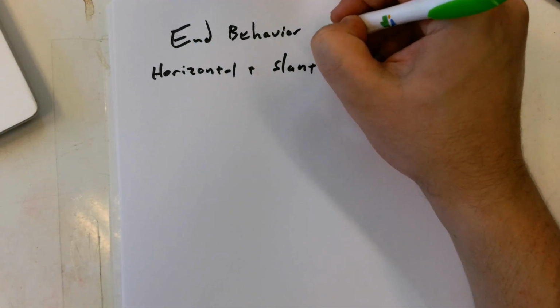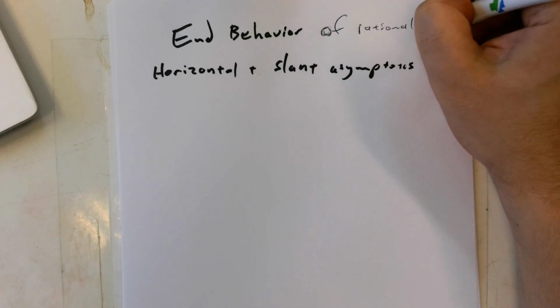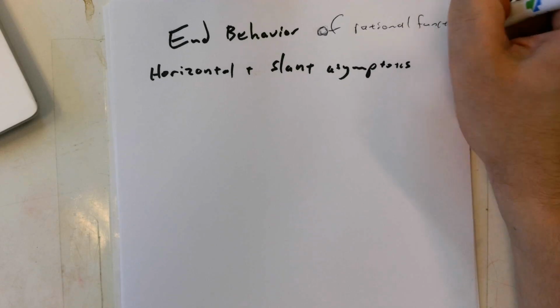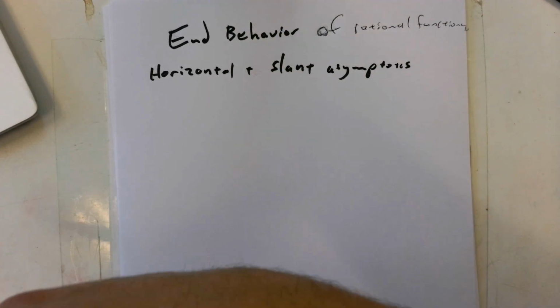Today we're going to talk about end behavior of rational functions. Whoa, will this pen work? Yes, it will. Rational functions, otherwise known as horizontal and slant asymptotes. But I do want you to think of them as end behavior.